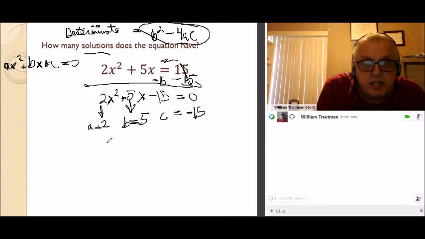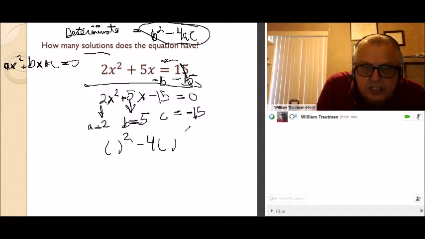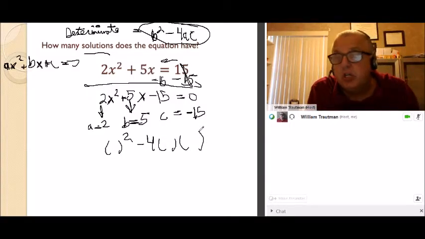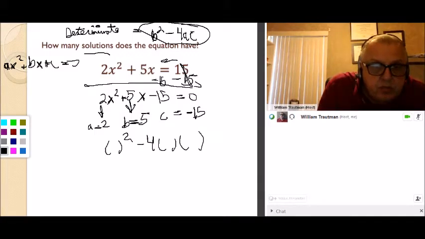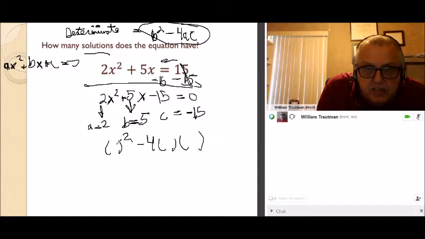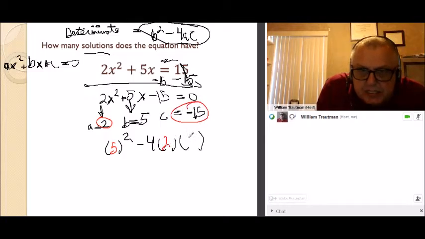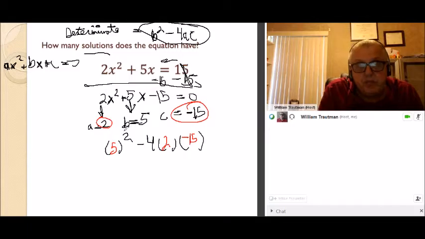So we're going to plug it into b squared minus 4 times a times c. Not the whole quadratic formula, just the stuff in the square root. So b is 5, b squared minus 4 times a is 2, times c is negative 15. So then we're going to do the math.